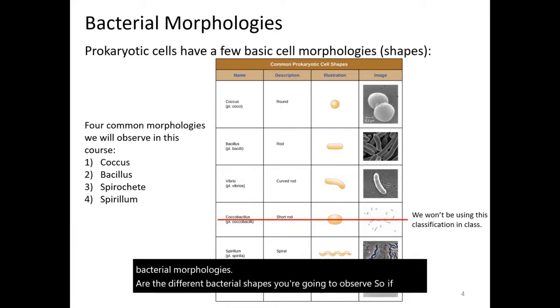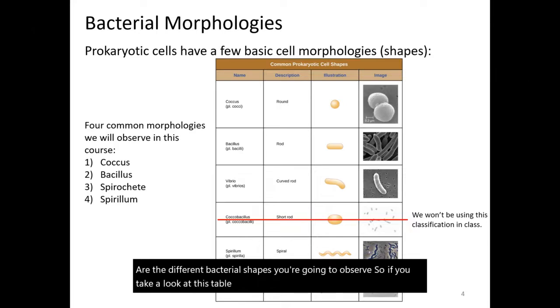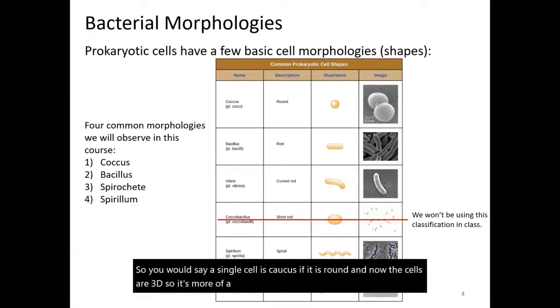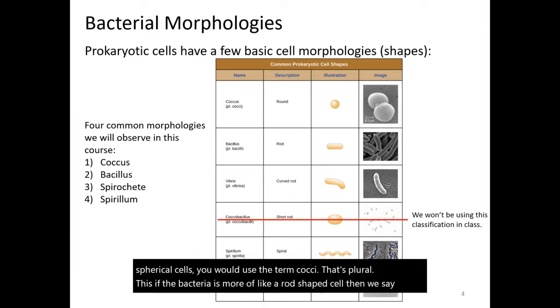If you take a look at this table, notice one morphology of a bacterial cell is coccus. You would say a single cell is coccus if it is round. Now cells are 3D, so it's more of a sphere. If we're looking at a bunch of spherical cells, you would use the term cocci. That's plural. If the bacteria is more of a rod-shaped cell, then we say bacillus for singular or bacilli for plural. One that we will talk about later in this semester is Vibrio, and those are comma-shaped cells like you see down here.